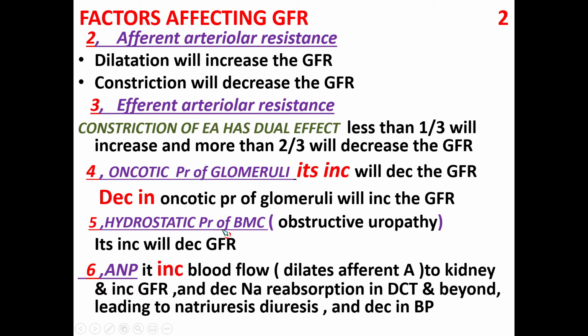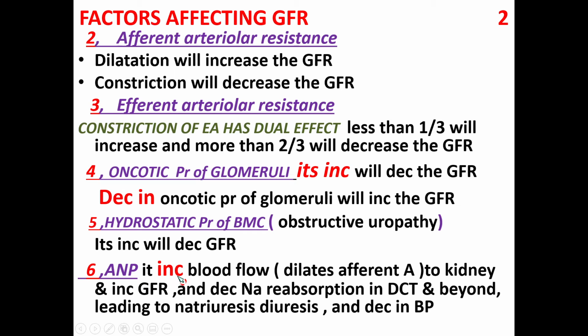Ultimately, it's going to decrease the GFR. Then the atrial natriuretic peptide, which is coming from your atrium. Atrial natri means sodium, peptide means protein. Whenever your atria are dilated due to the overburden, due to stretch, then it is going to produce a hormone which is known as the atrial natriuretic peptide.